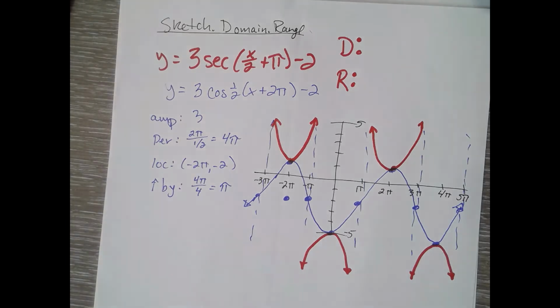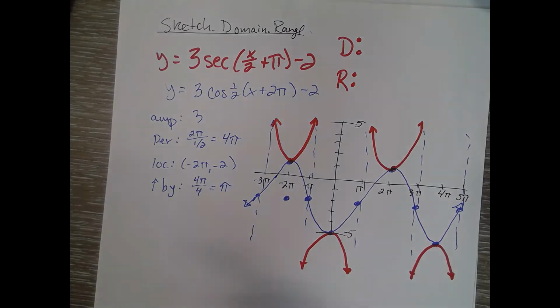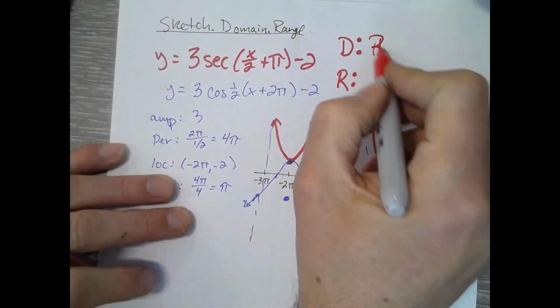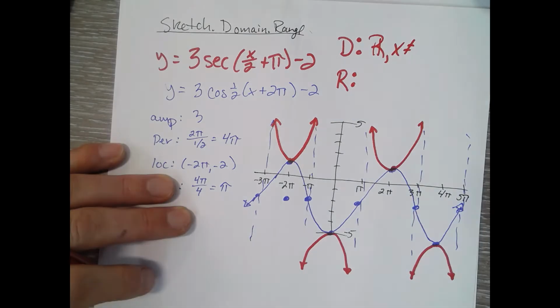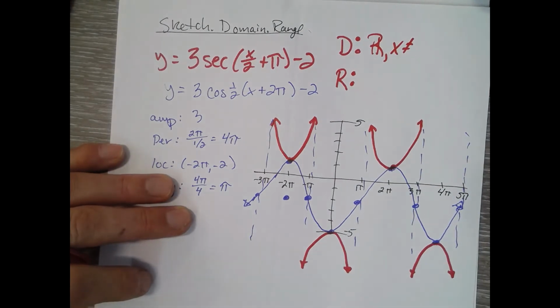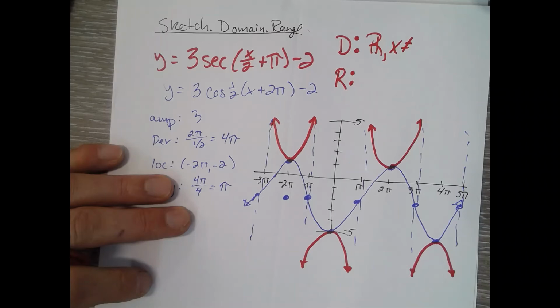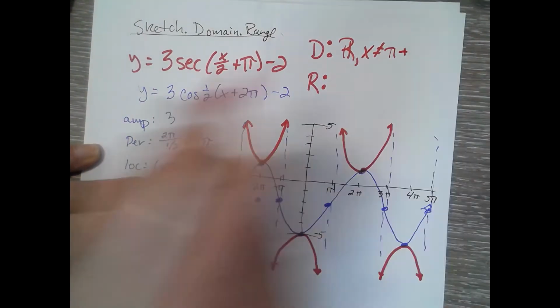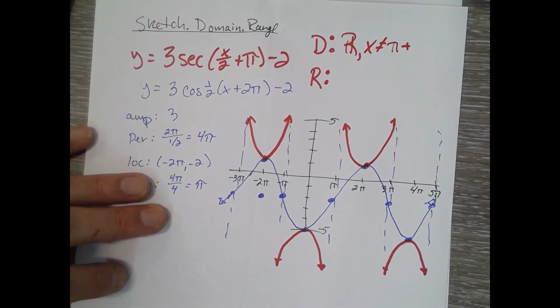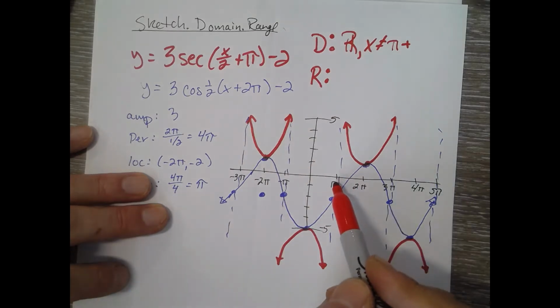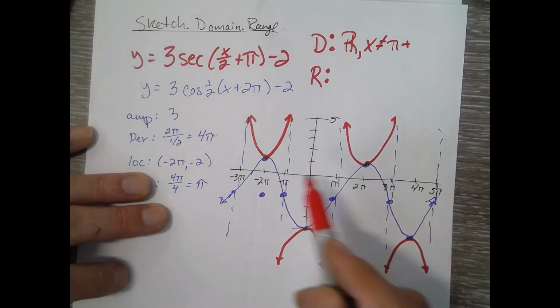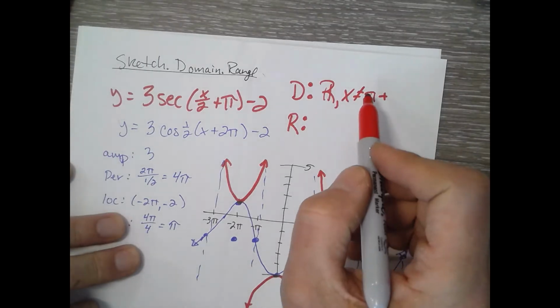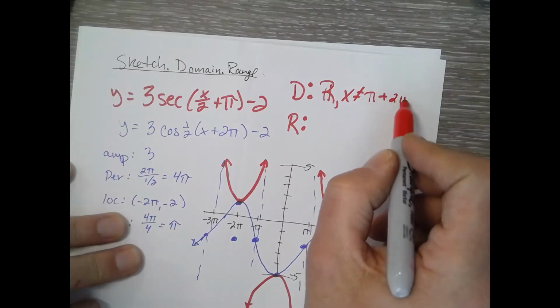Alright, so for the domain, first of all, the domain's all reals, x not equal to. We have to find the first vertical asymptote at or after the y-axis. What is it? It's pi. So x not equal to pi plus. Then we have to figure out how often your asymptotes occur. What is it? 2 pi. Every 2 pi the asymptotes occur. So it's all real numbers x not equal to pi plus 2 pi n.